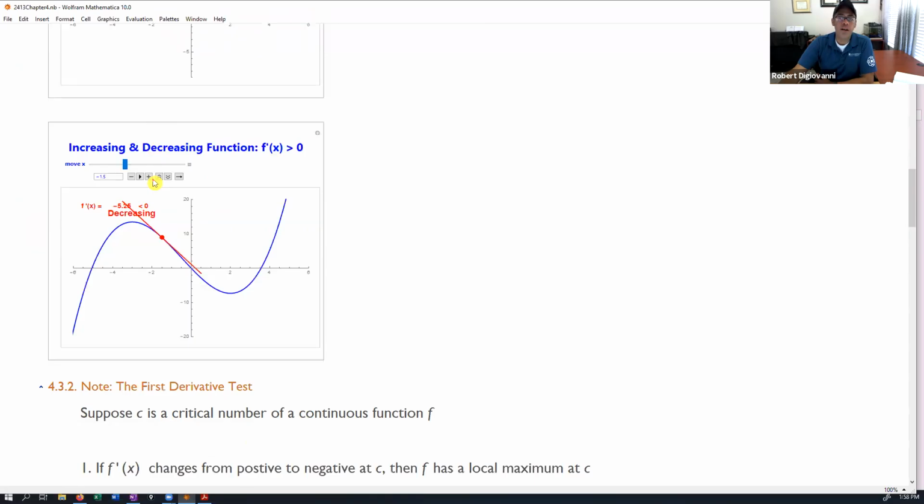Okay, so this brings us to what's called the first derivative test. This is a very important test for the next few sections.